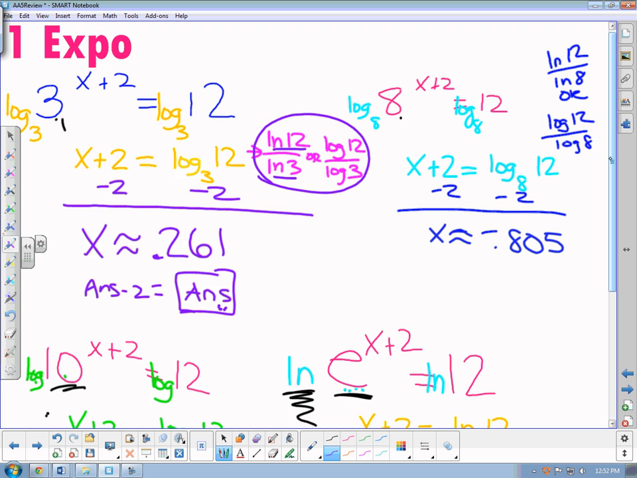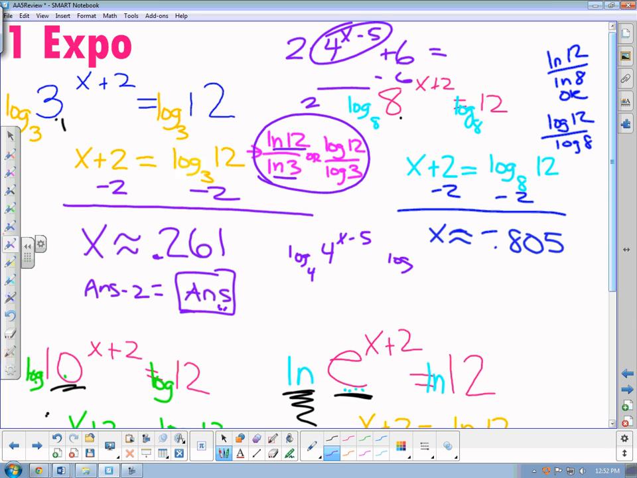Now, if you had something like 2 times 4 to the x minus 5 plus 6, you would first have to subtract 6, then you would have to divide by 2 because you have to get the exponential part of it isolated. And then you would have 4 to the x minus 5, and so then you would put log base 4 on both sides to get rid of it, to then finally have x minus 5 equals.